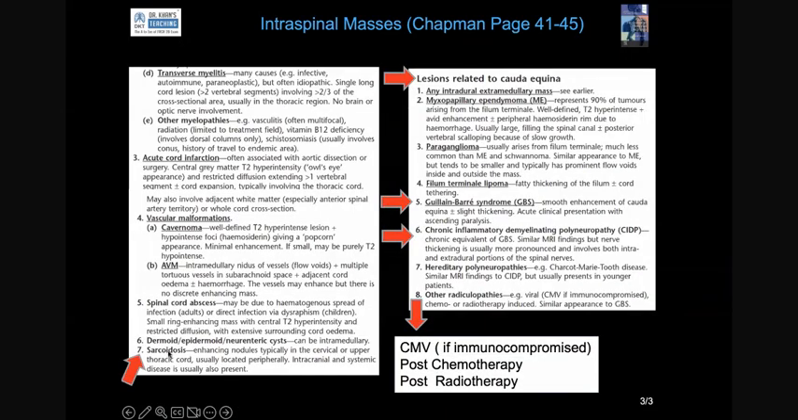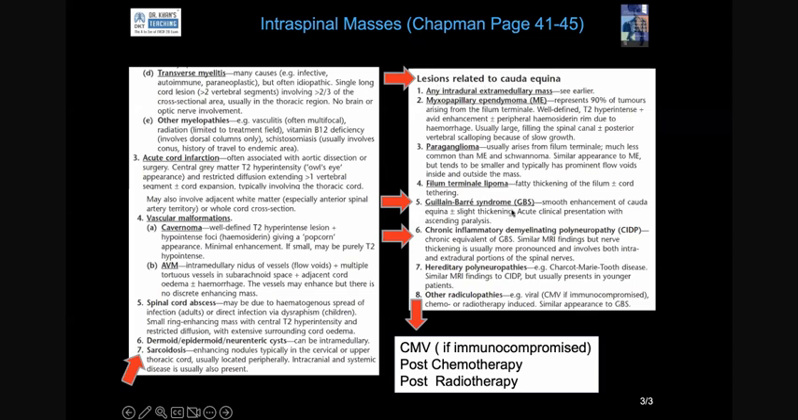Then sarcoidosis, as I think last time I showed you a case, we call it the greatest mimicker in neuroradiology, sarcoidosis, and that should be in the differential diagnosis. Then these things, in the type of findings where the nerve roots are enhancing. This is under lesions related to cauda equina.